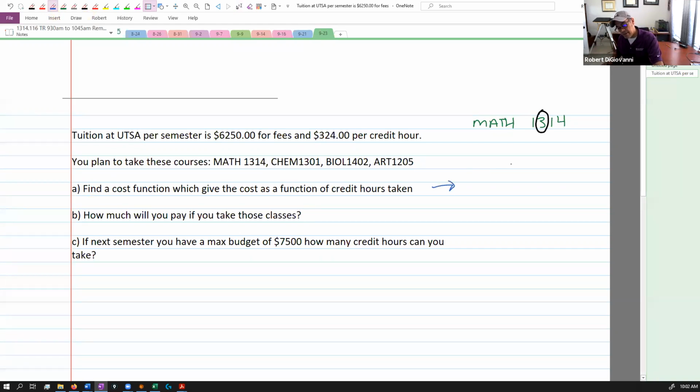My hint to you is that you need to come up with that cost C of X, which equals what? In general, not for you specifically, but for anyone going to UTSA, what would that cost function look like? Then for part B, I want to know exactly for you, with this scenario, how much is that going to cost you? And for part C, you're thinking about next semester and you already know that you only have this much money to spend. Can you tell me how many credit hours you can possibly take then, if that's the only money you have? Is this making sense? Kind of?